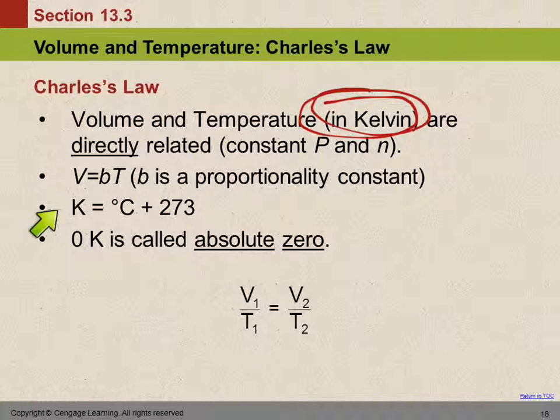This is just a reminder of how we convert. We take the Celsius temperature and we add 273. And we call 0 Kelvin absolute 0. Looks like okay, doesn't it? It's a 0. So here is the mathematical expression of Charles' law. V1 over T1 equals V2 over T2.